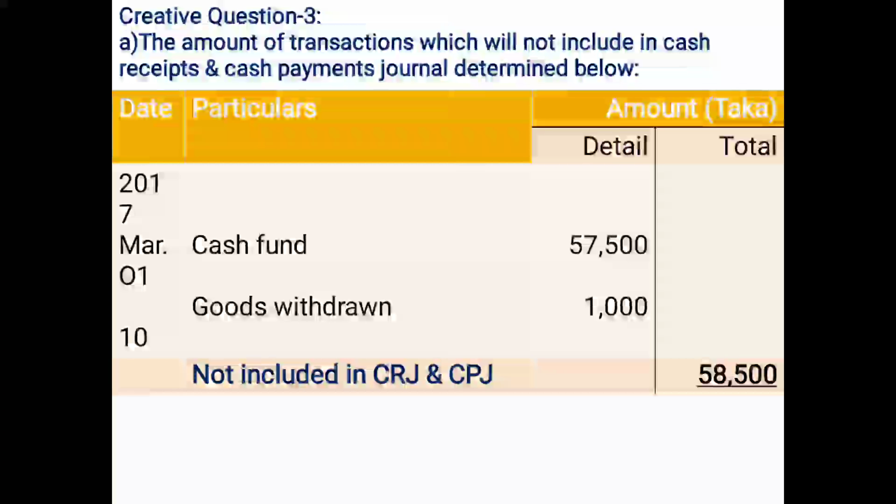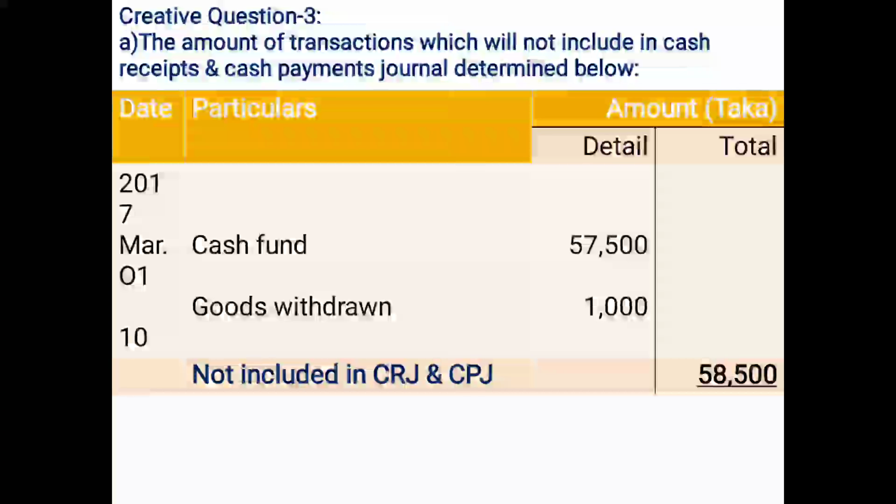From this information you have to complete 3 requirements. Requirement A, determine the amount of transactions which are not included in the cash receipt journal and cash payment journal. Requirement B, prepare a cash receipt journal from the above transactions. Requirement C, prepare a cash payment journal for the month of March of Modern Stores.